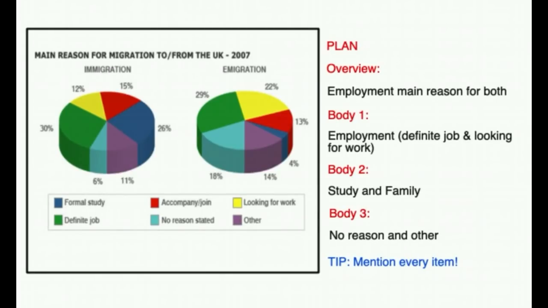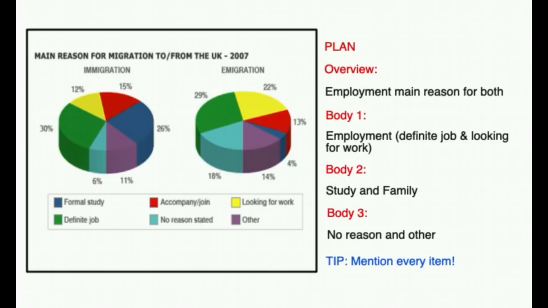One common mistake with IELTS pie charts is to think that the best way to describe them is one by one. So describe the first one about immigration and then describe the second one about emigration. This isn't usually a good choice, because then let's say I'm interested to know the difference between studying in terms of immigration and emigration. The differences will be in different paragraphs, so it can be confusing.